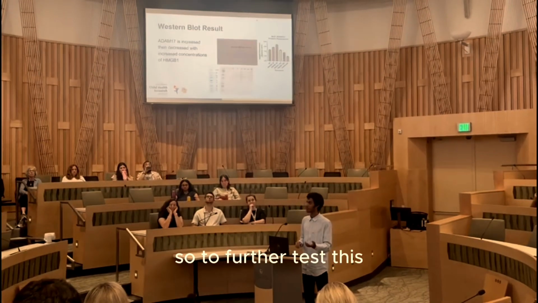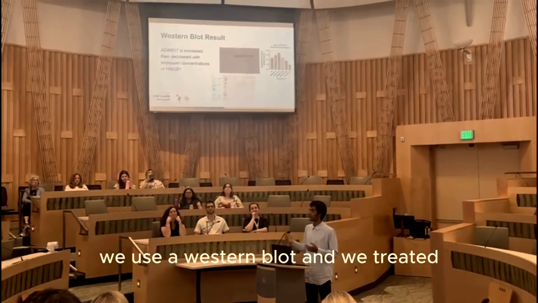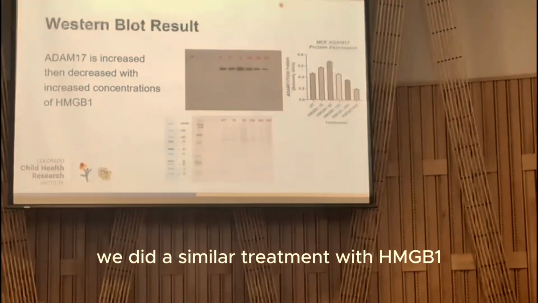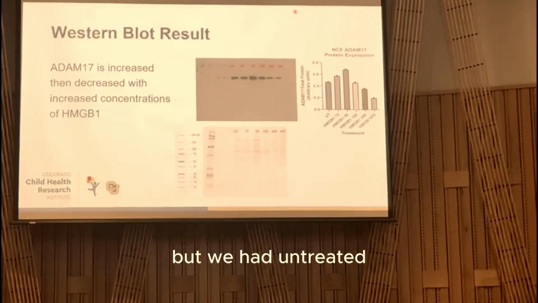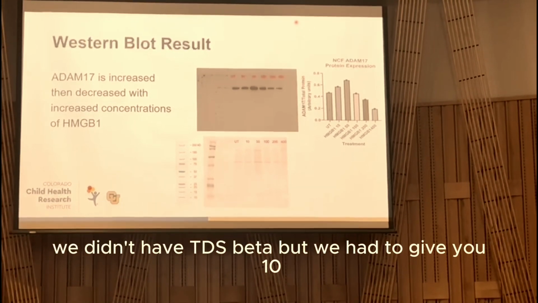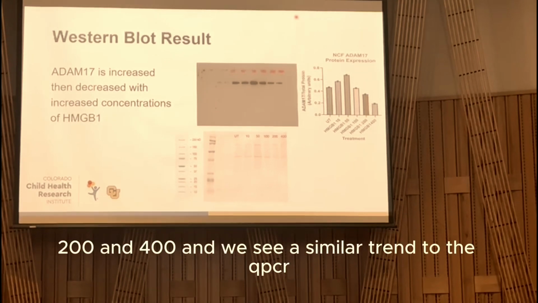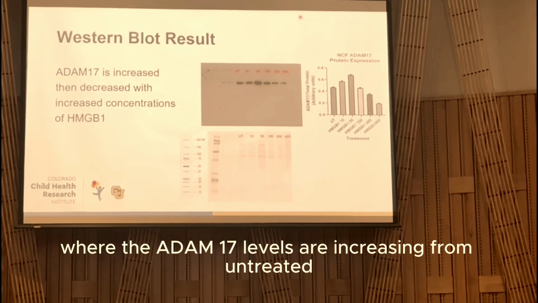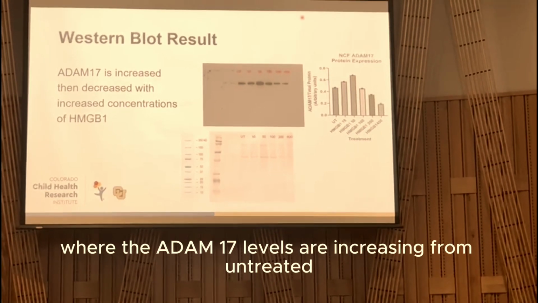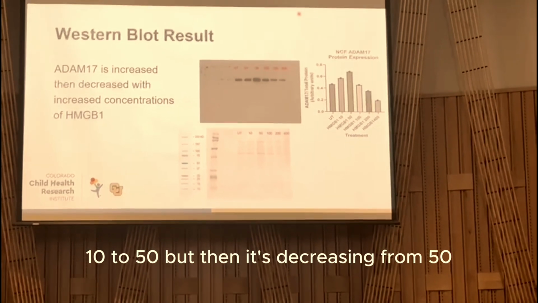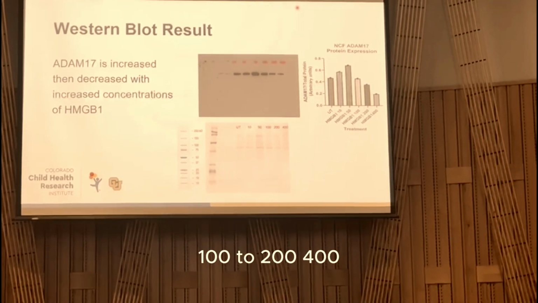So to further test this, we used a Western blot, and we did a similar treatment with HMGB1, but we had untreated, we didn't have TGF-beta, but we had HMGB1 at 0, 50, 100, 200, and 400. And we see a similar trend to the qPCR, where the ADAM17 levels are increasing from untreated, 10 to 50, but then it's decreasing from 50, 100, 200, and 400.